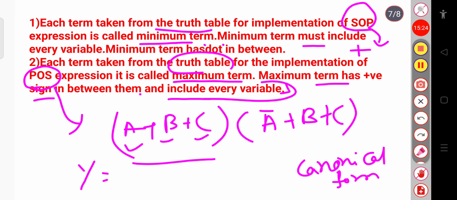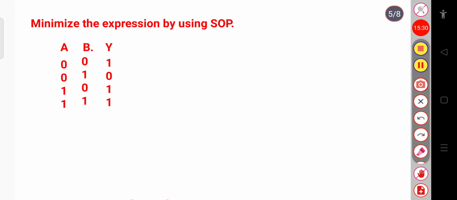But when we minimize the expression, that is not in the canonical form. Okay. Now let us see the same example so that it could be better to understand. So you can see that here there are two terminals, that is A and B, this is the input terminal and Y is the output terminal.